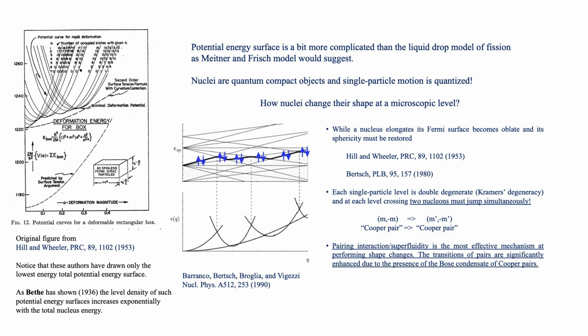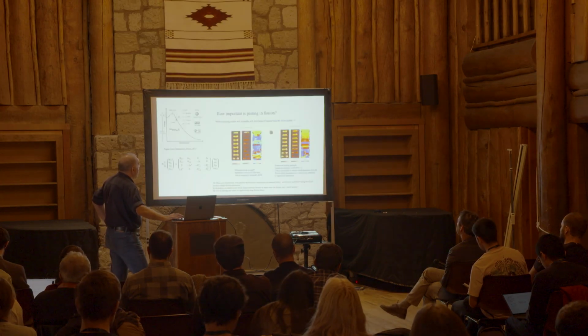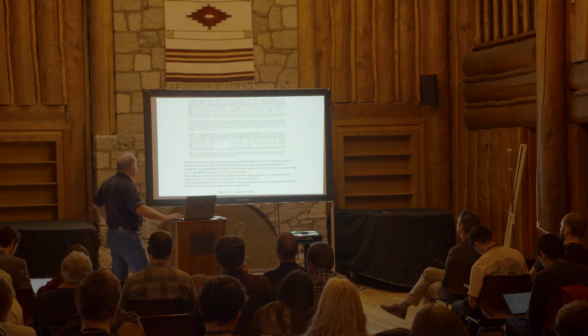Okay? But now, why is pairing important? Each level is doubly degenerate. So if you come to a level crossing, one particle will jump, but you need both of them to jump, so the probability should be considerable. If it's smaller than one, for two particles it's p squared, which is much smaller. But if you have pairing, you have a Bose condensate, and then the jumping gets enhanced by a Bose enhancement factor. This is what Bertsch discovered a long time ago. And that is essential.